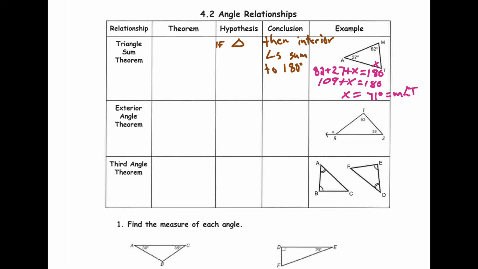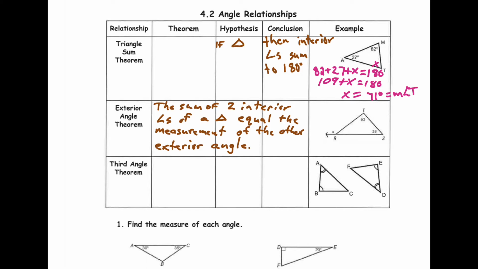All right, exterior angle theorem. I'm not really going to write this one as a conditional statement, it's just a little bit more complicated that way. So the sum of the two interior angles of a triangle equals the measurement of the other exterior angle. That's a lot of words there, so let me break it down a little bit.